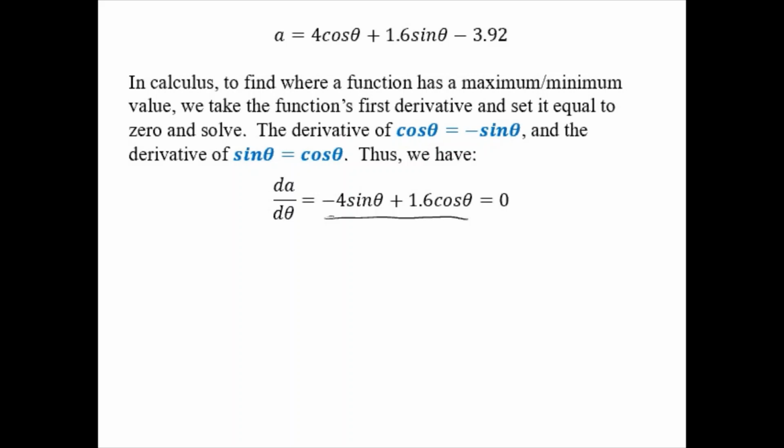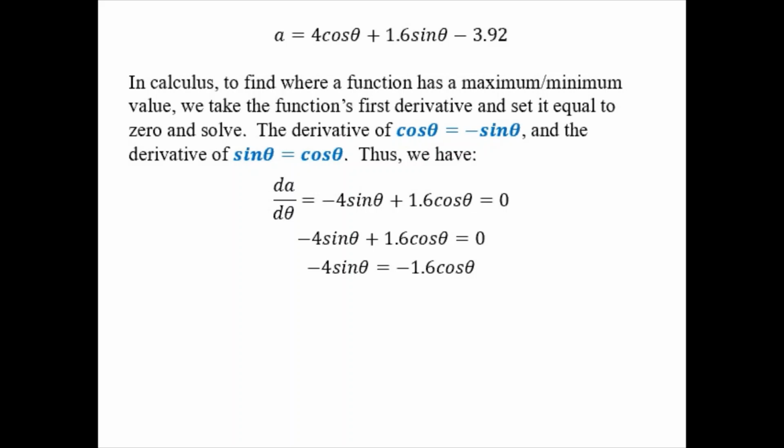And then we set that equal to 0, right, to solve for the mins and maxes. So what we have to do is solve that equation now to find out where the min or a max is here. And, of course, when we rearrange it a little bit, we can move the 1.6 cosine theta over to the right side, and we see minus 4 sine theta equals minus 1.6 cosine theta.